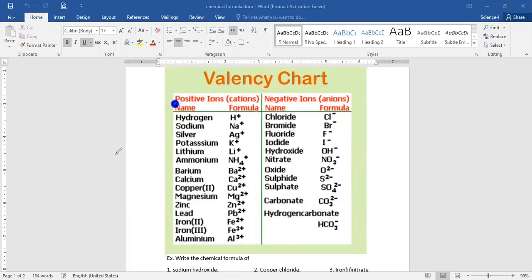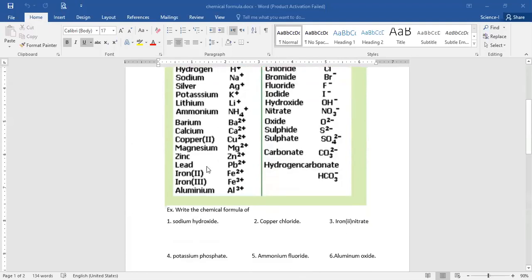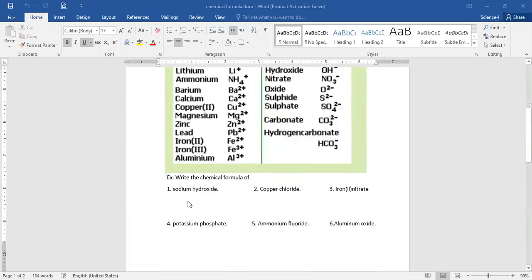Of course, you must memorize the numbers beside these. I uploaded them three days ago, and I said you must memorize them. So let's try to practice.